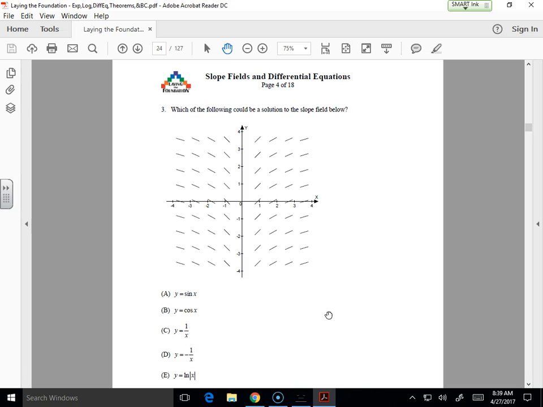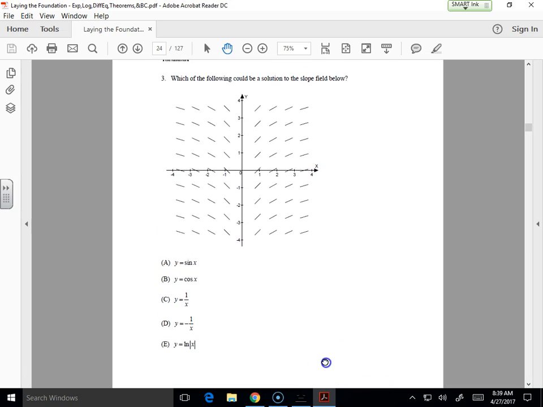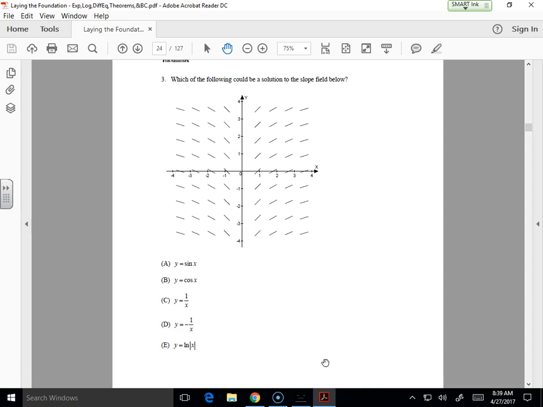Guys, already number 3? Yeah. These are y equals, not dy/dx, so you're following the flow.